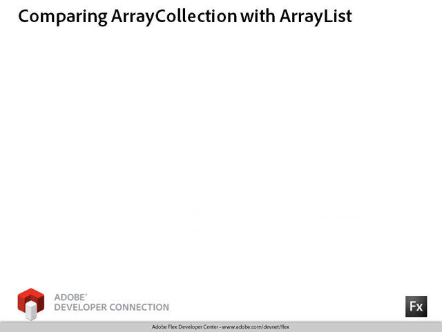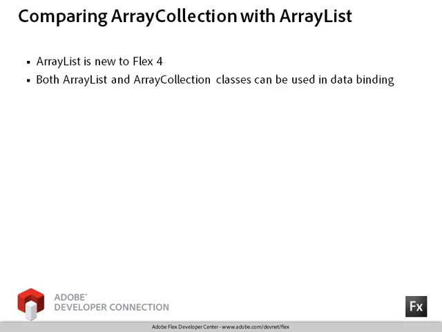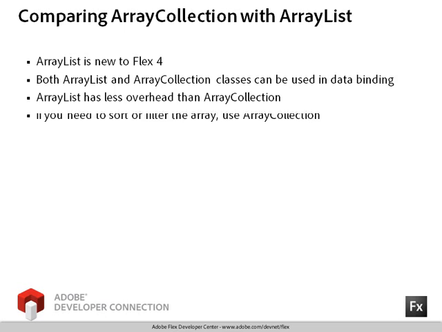You may have noticed that ActionScript also contains a class named ArrayList. ArrayList is new to Flex 4, while ArrayCollection was available in Flex 3 as well. Both classes can be used in data bindings. However, the ArrayList class has less overhead because it does not contain all the sorting or filtering functionality of the ArrayCollection class. In this training, we will tend to use the ArrayCollection class, but you can choose the ArrayList class in many instances.